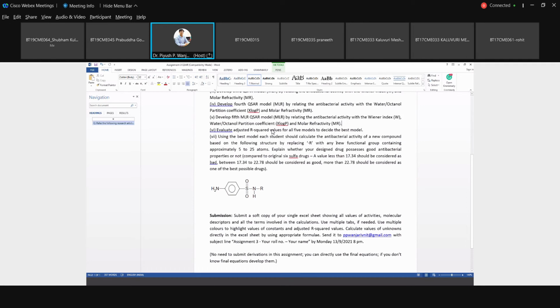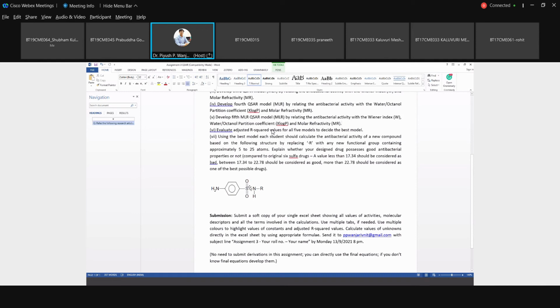It should properly satisfy the criteria of all the valences, but it should contain a minimum of 5 to a maximum of 25 atoms. I'm putting a minimum of 5 because otherwise you'll simply add a single atom, and all your molecular structures for different students will be similar. So I don't want that. I want each of you to choose a different structure. That's why I'm doing this. And for the maximum, do not choose a very large functional group, because again it will become very complex. So you have to maintain both of these.